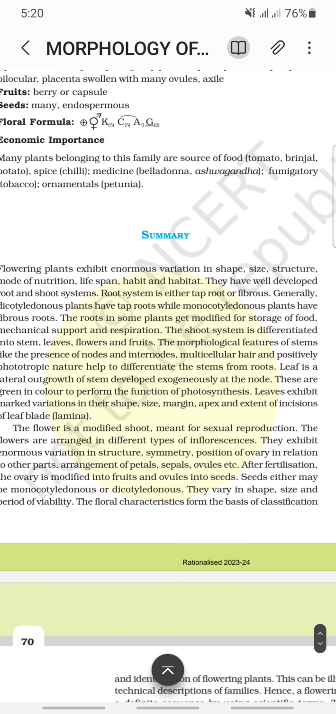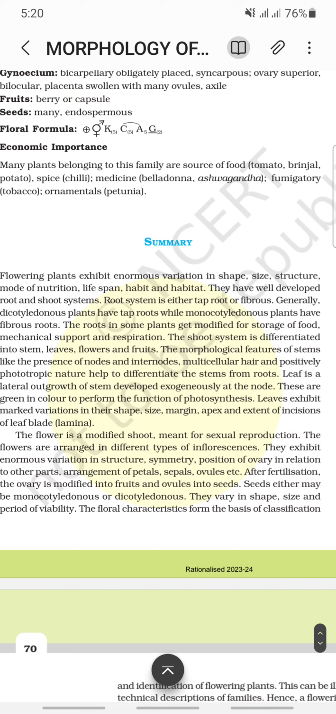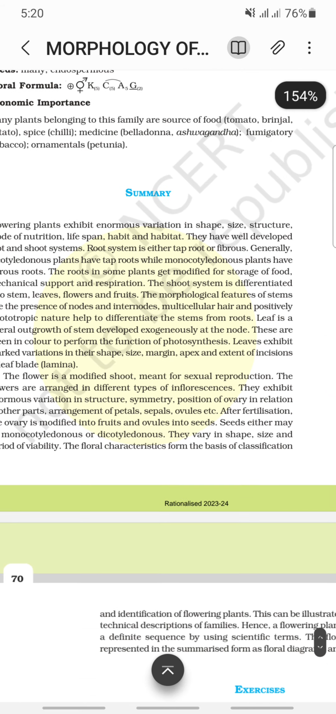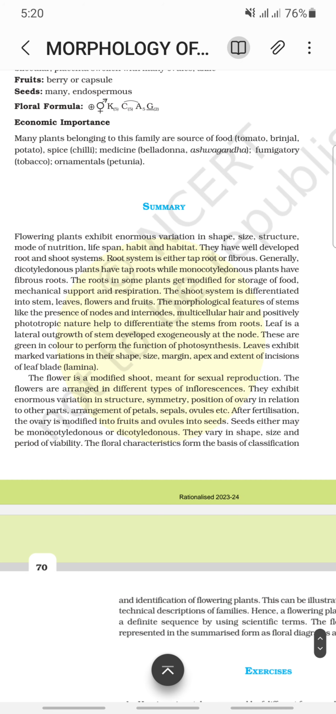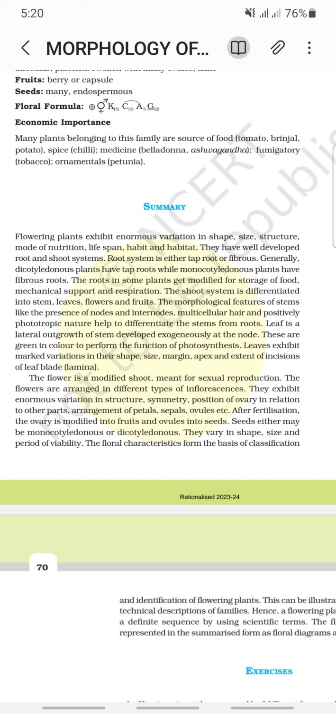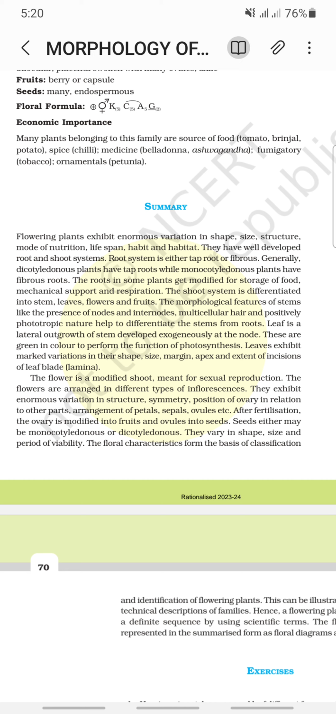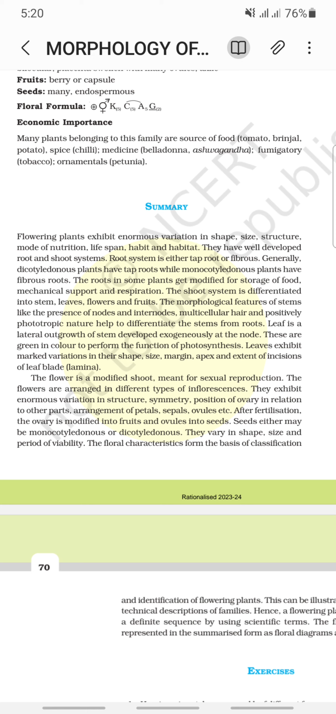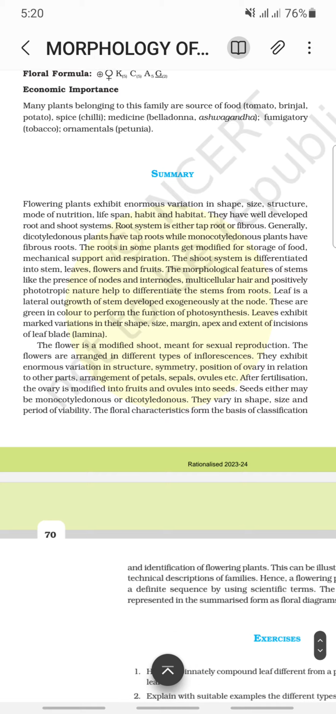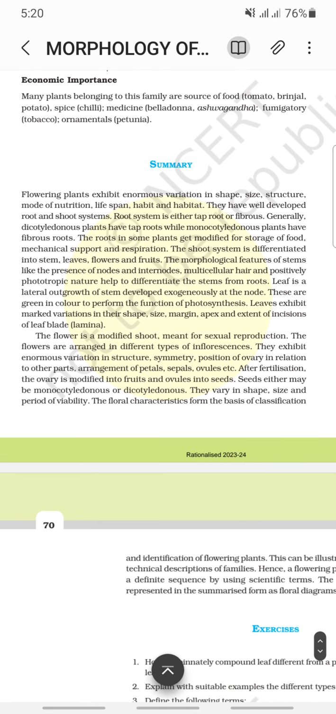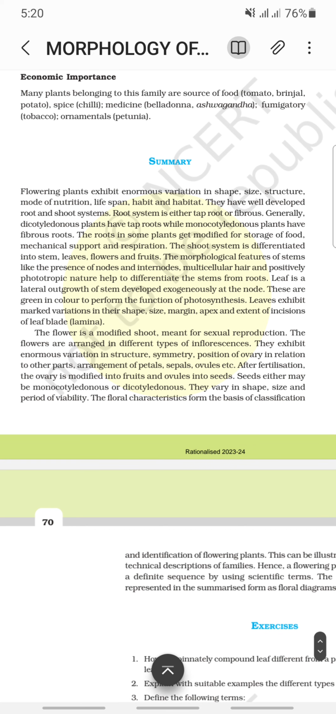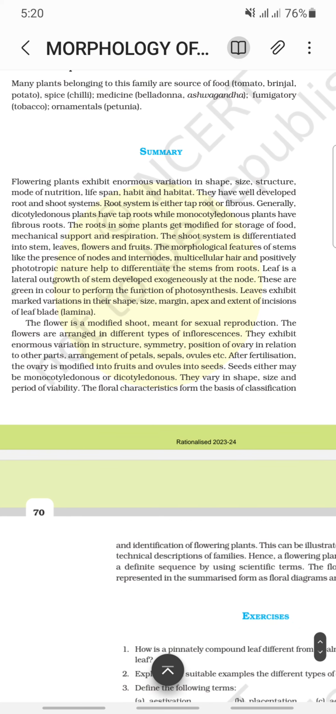Summary: flowering plants exhibit enormous variation in shape, size, structure, mode of nutrition, lifespan, and habitat. They have well developed root and shoot systems. The root system is either taproot or fibrous. Generally, dicotyledonous plants have taproots, while monocotyledonous plants have fibrous roots. The roots in some plants get modified for storage of food, mechanical support, and respiration. The shoot system is differentiated into stem, leaves, flower, and fruit. The morphological features of stems, like the presence of nodes and internodes, multicellular hair, and positively phototropic nature, help to differentiate the stems from roots.